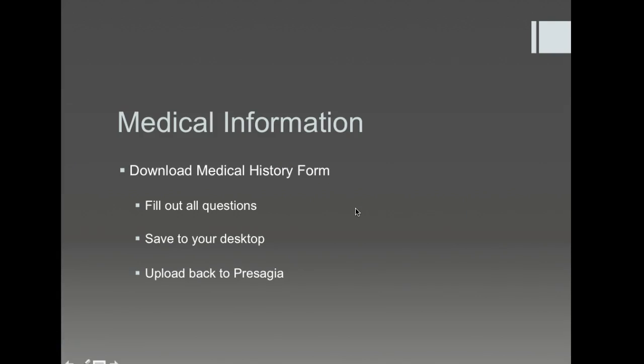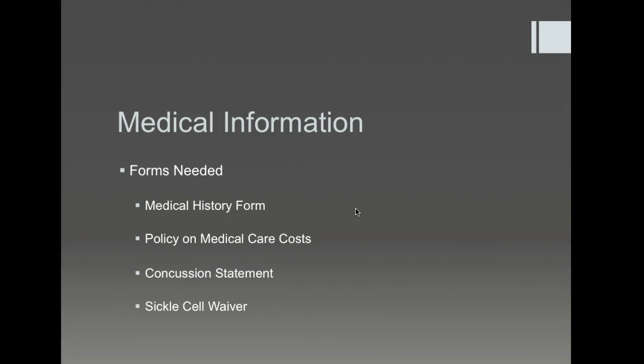Okay, once you've done your medical history form, you're going to go back to that document wizard and fill out the rest of these forms. These are the forms that we need: medical history form, which I just showed you, policy on medical care costs, concussion statement, and then sickle cell waiver. This one, just fill it out just in case, but for most of you, we're going to have you get your blood drawn and take the test here on campus if you're a new or transfer student athlete. All that information will be given to you later on.